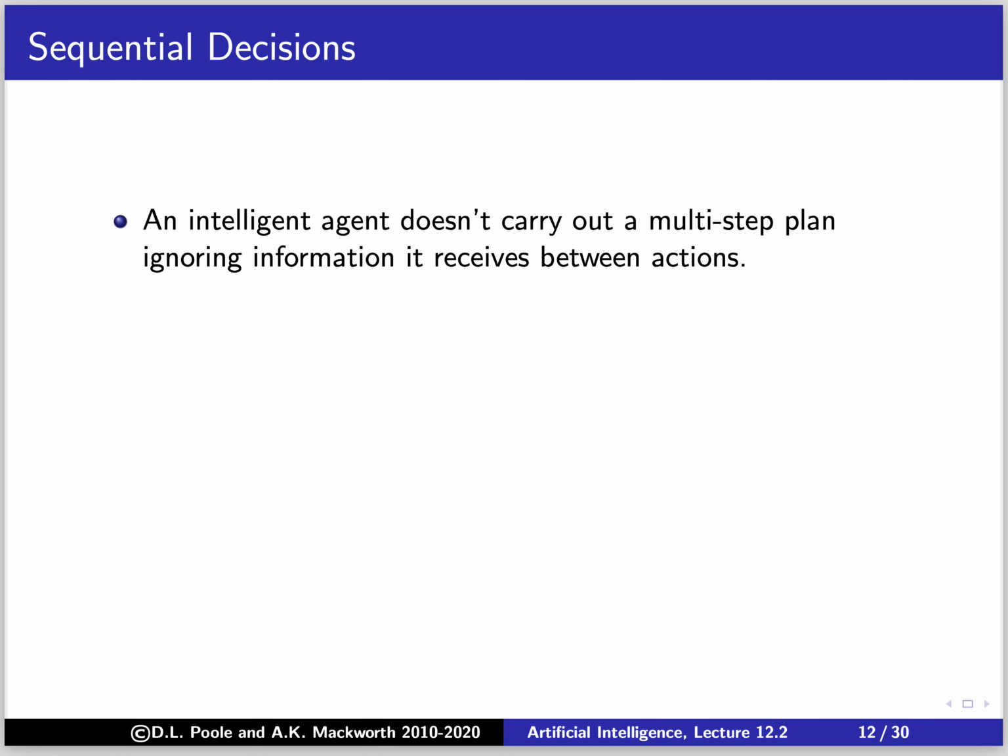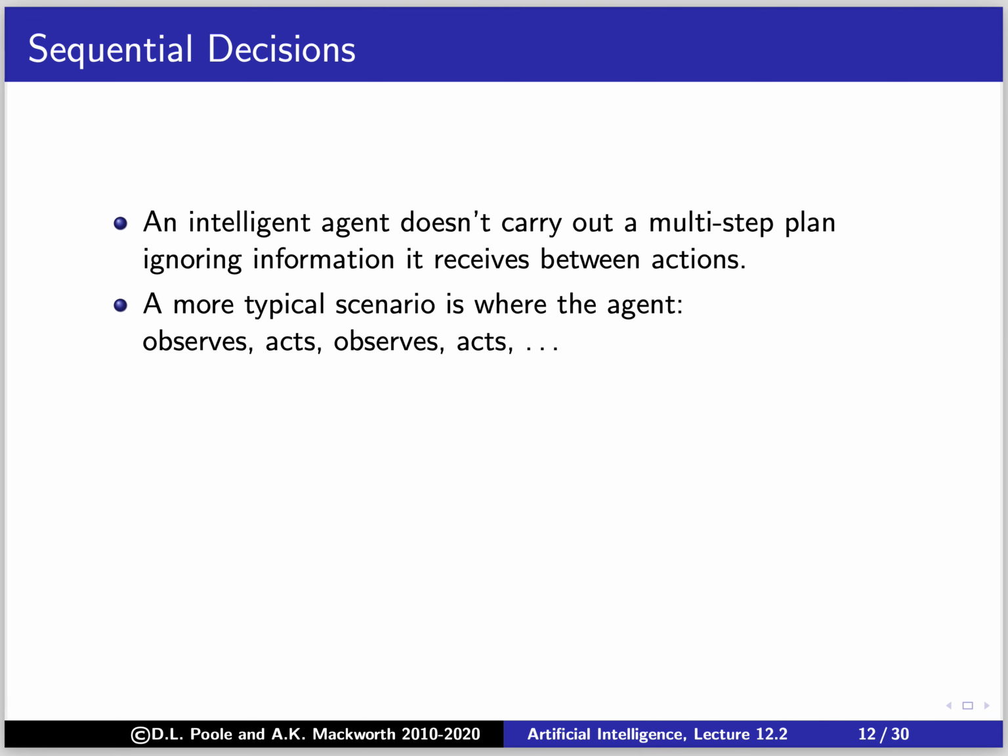Okay, welcome back. So now we're going to talk about sequential decisions. An intelligent agent doesn't carry out a multi-step plan ignoring information it receives between actions. You don't make up your mind about what you're going to do and then ignore all the information you find. Instead, you use the information you find on the way to make your decision. More typical scenarios are where the agent observes the world, acts, observes the world, and then acts, and so on. So you keep having this sequential decision about observing and acting through the world.